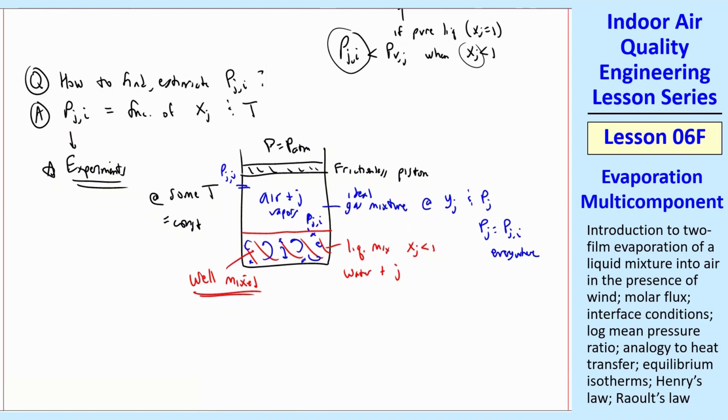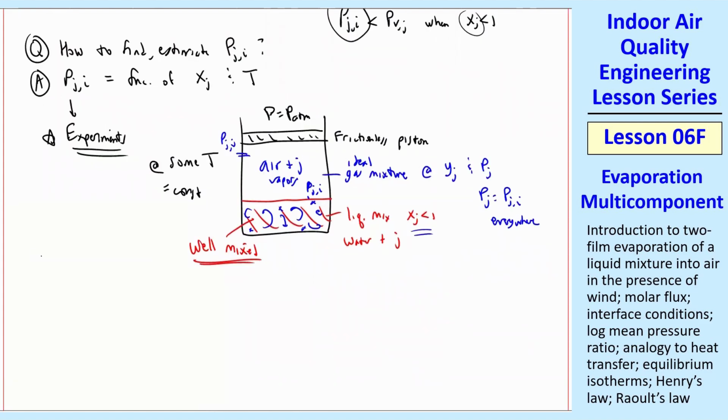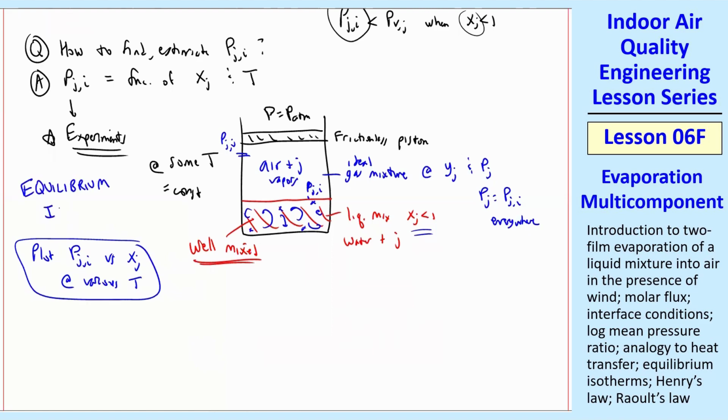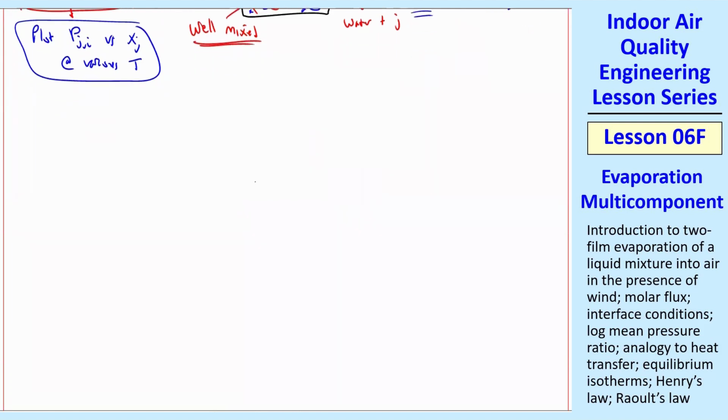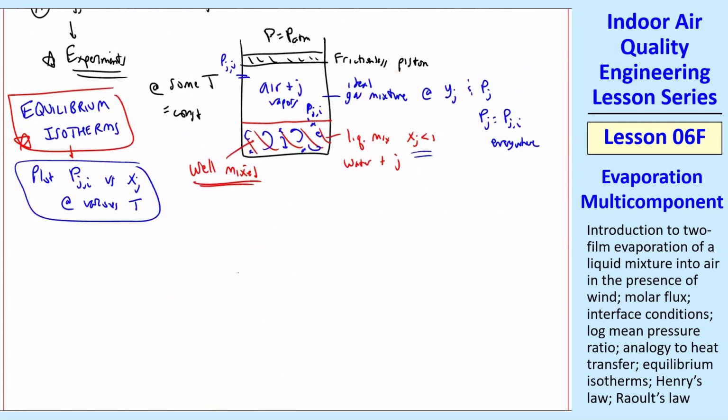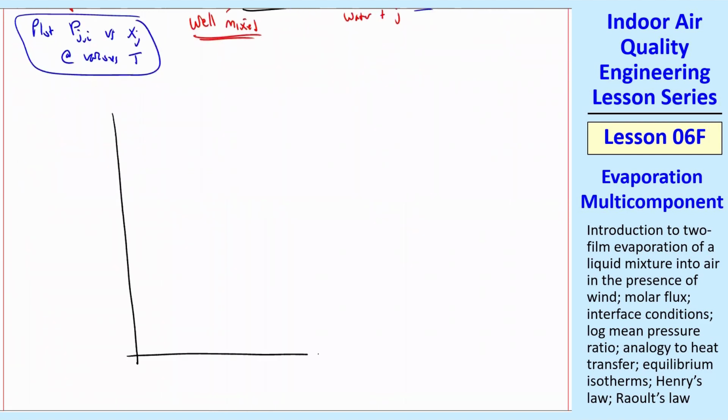After this thing has come to equilibrium, it's saturated the air as much as it can for that particular X_J. When you plot these, you'll plot P_Ji versus X_J at various temperatures. And these will then be called equilibrium because you've let it go to equilibrium. And they're isotherms, meaning constant temperature. So these are equilibrium isotherms. And when you do that, you will get a plot of P_J versus X_J. When you conduct this experiment at some temperature, you will get something like this.